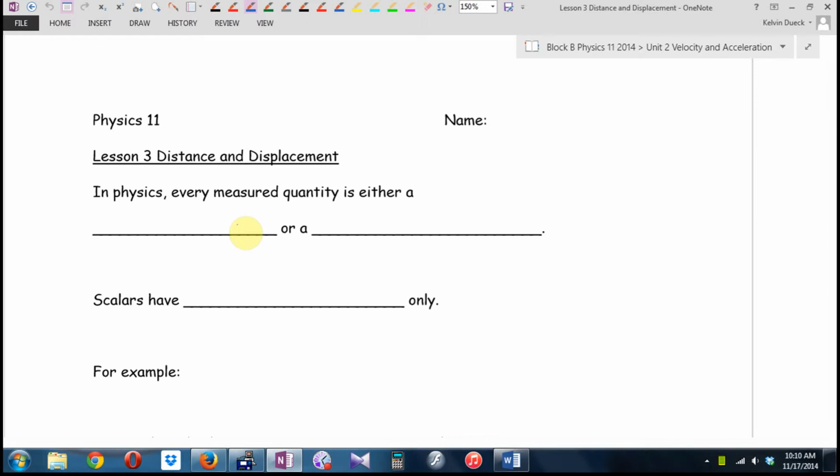I alluded to this last lesson, but now we're going to formalize it. It turns out that in physics, every quantity that's measured is either a scalar or a vector. One of the things that you'll memorize is whether a new concept is a scalar or a vector, but you won't have to go out of your way to memorize it. In doing the homework, you'll just clue in.